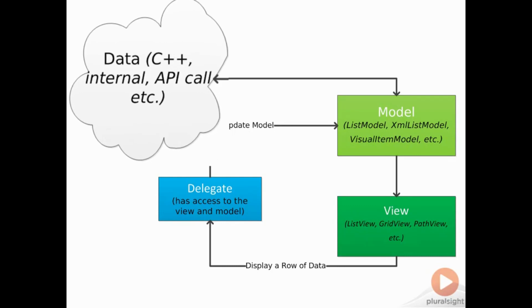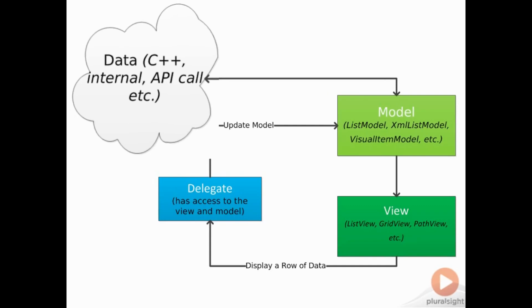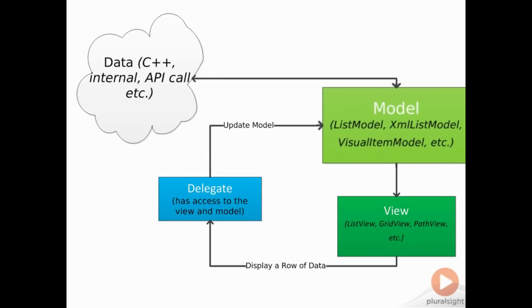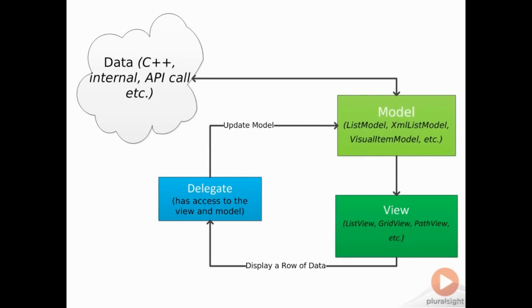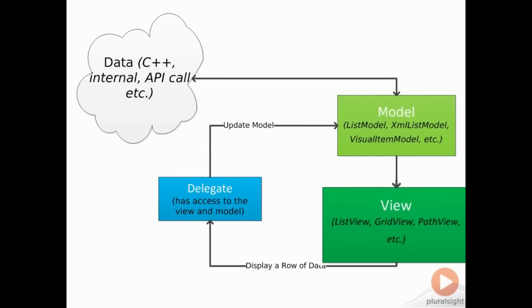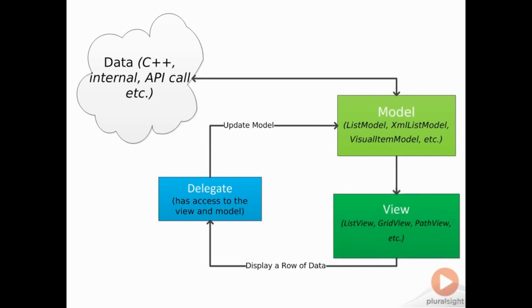Data in your application can come from a variety of places: a C++ backend, internal data you've typed in, web API calls, a database, and more. In your QML, you can consume and describe that data in a data model. The basic complete model types built in are the list model, the XML list model, and the visual item model. There are also a few basic views provided that are designed to work with the data models. These include the list view, grid view, and path view.